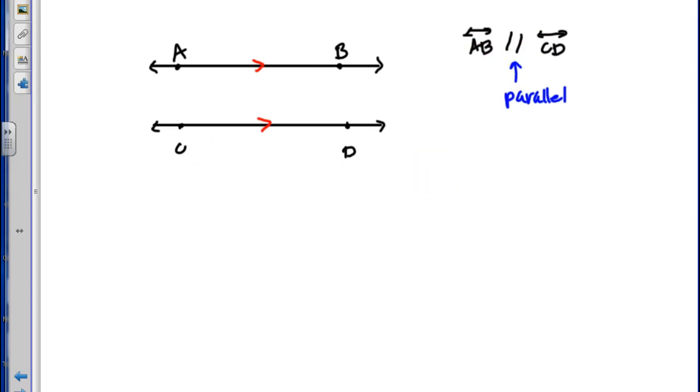Special things happen when you have parallel lines cut by a transversal, but let's talk about transversal. A transversal is a line that intersects two or more lines. So this would be an example. I just put line T. Line T in this case is a transversal. It intersects AB and CD not at the same point. So it's intersecting line AB here and line CD here. So a line that intersects two or more lines at different points is called a transversal.